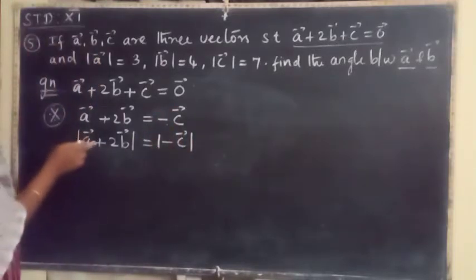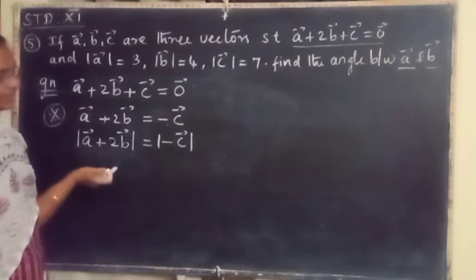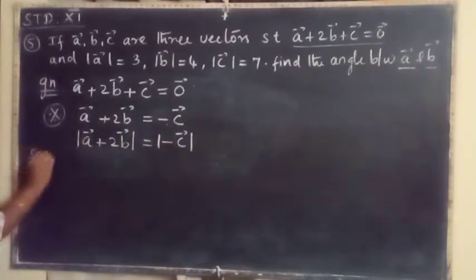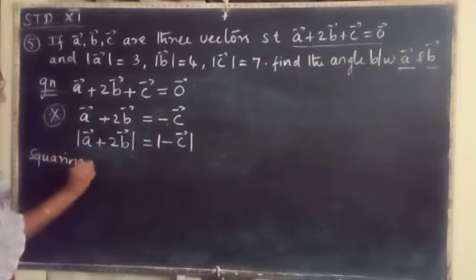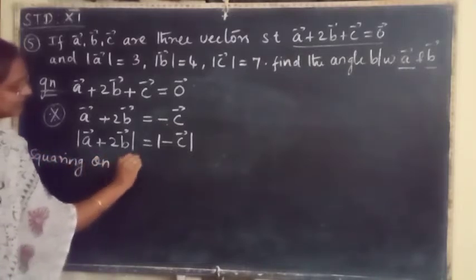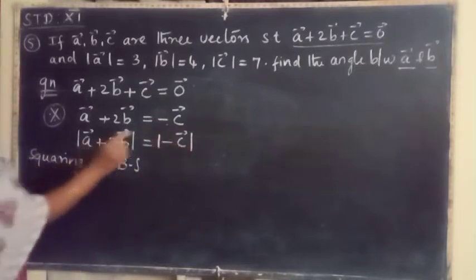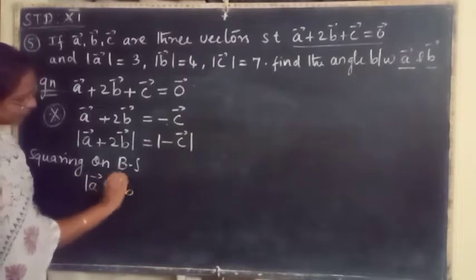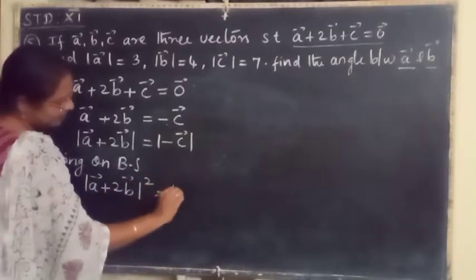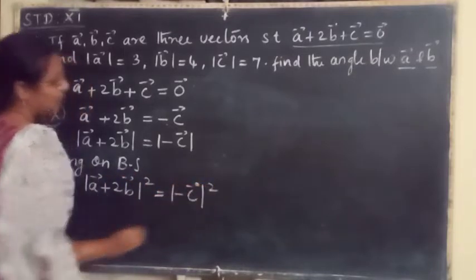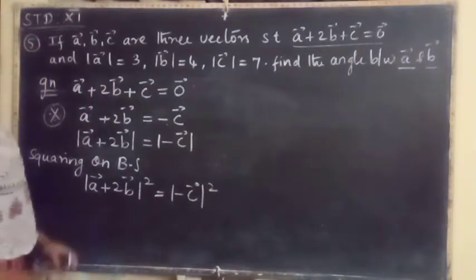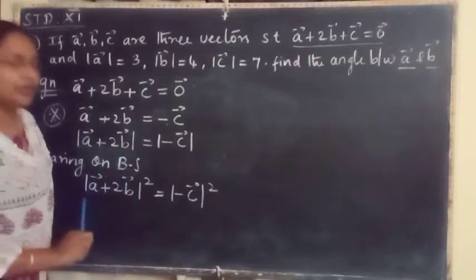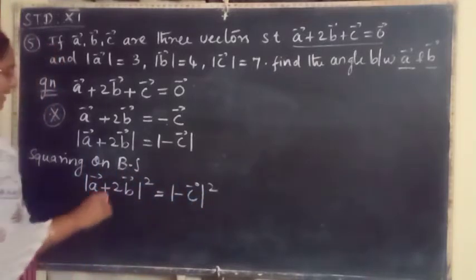Is it clear? Not only this, one more modification I am going to do. I am going to square on both sides, LHS and RHS. So what I will get: modulus of A vector plus 2B vector, the whole squared, is equal to modulus of minus C vector, the whole squared. Now, as usual, we have the A plus B the whole squared format, so I am going to expand it in that format.